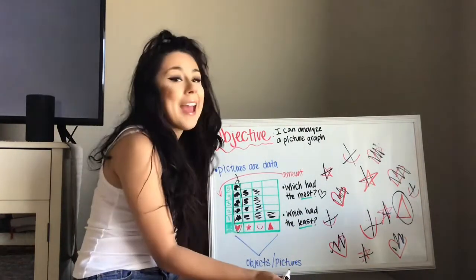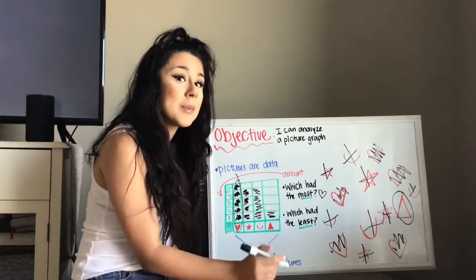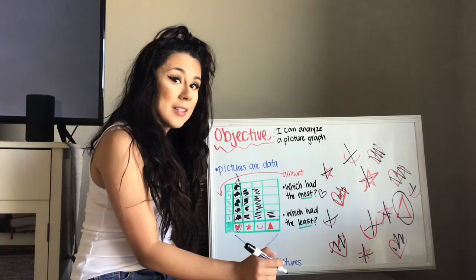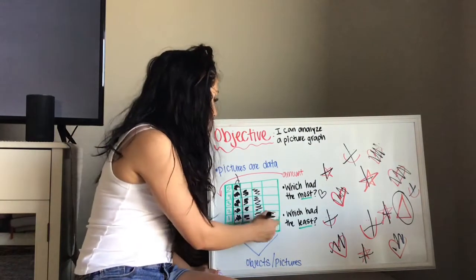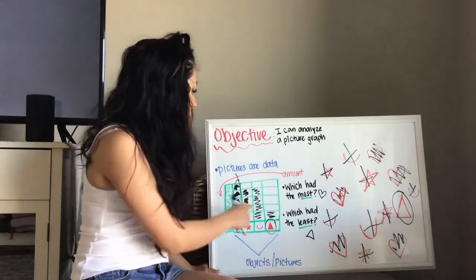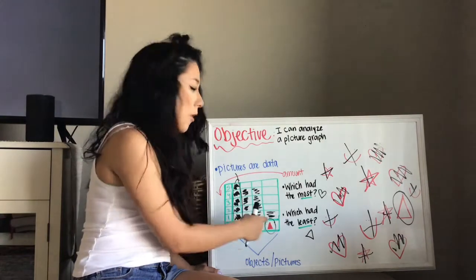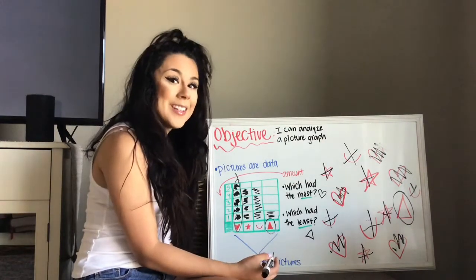Now, which had the least? Which one was the smallest amount? There weren't that many of them. Good job. The triangle had the least. There was only 1 triangle. You can even see here when we look at our graph that they have the least amount, the smallest amount of squares colored. Good job.